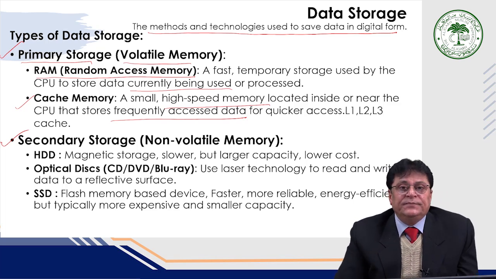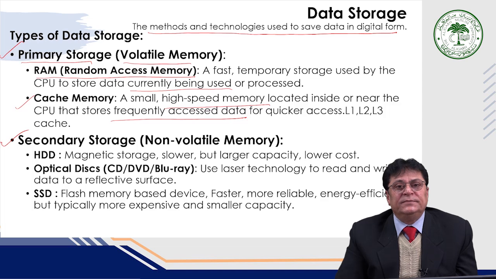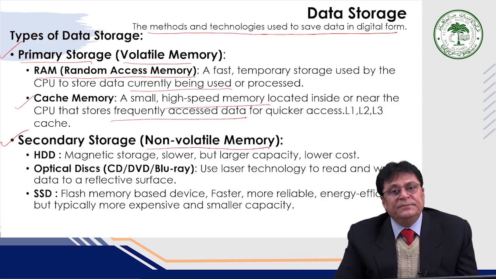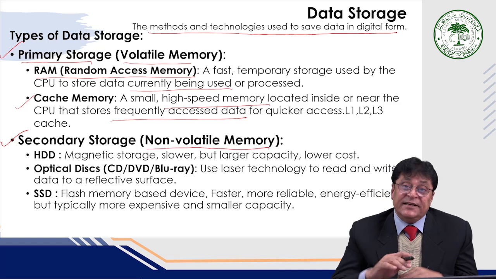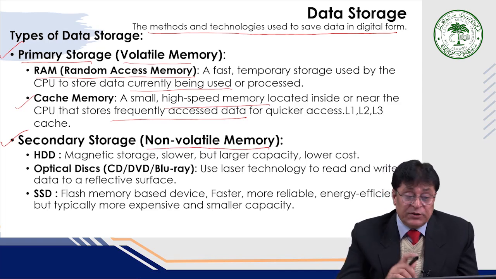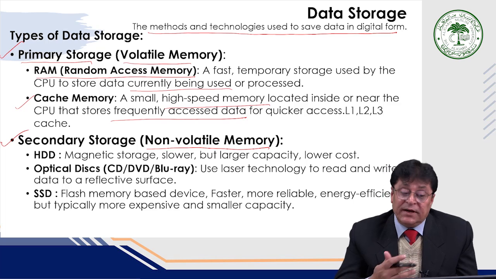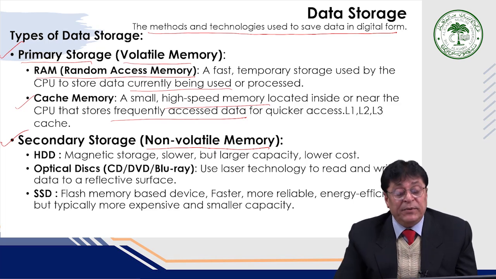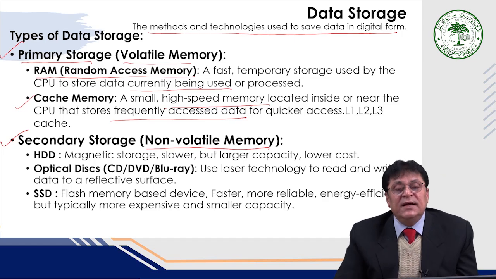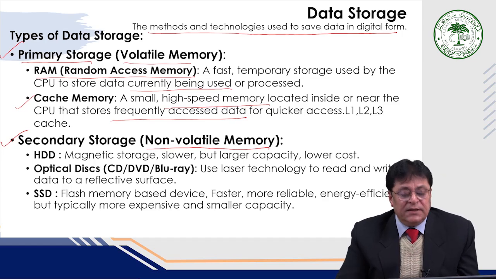Secondary storage or bulk storage, also known as non-volatile memory. Why? Because it does not lose its content when the power is switched off, as opposed to RAM, or the other primary memory which is volatile. Why? Because when the power is switched off, it loses the contents which it is currently holding.